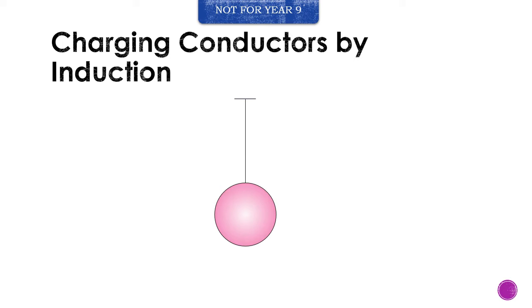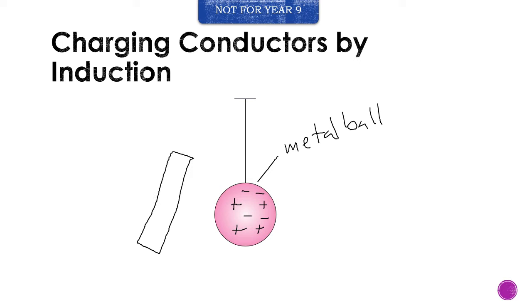In front of you, there's a metal ball. So let's just write that down. Metal ball. And this metal ball, oops, I forgot the L. And this metal ball has positive and negative charges inside it because it's a neutral object. So let's say it has 4 positives and 4 negatives inside. If you were to bring a negatively charged rod close to the ball, this will change the distribution of the charges inside the ball.